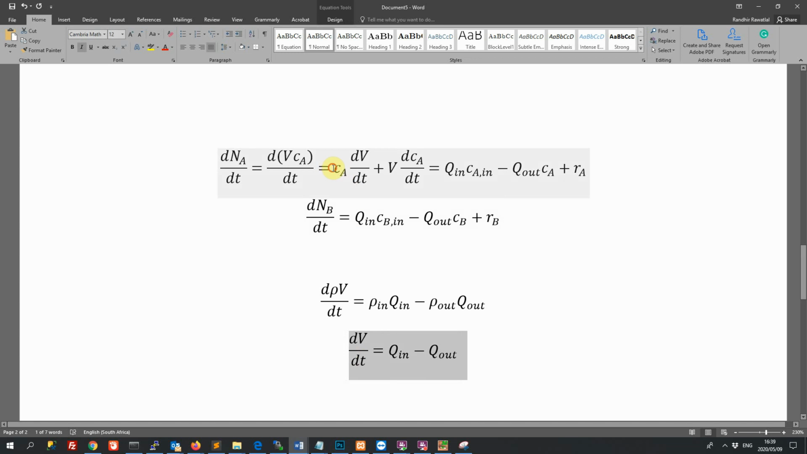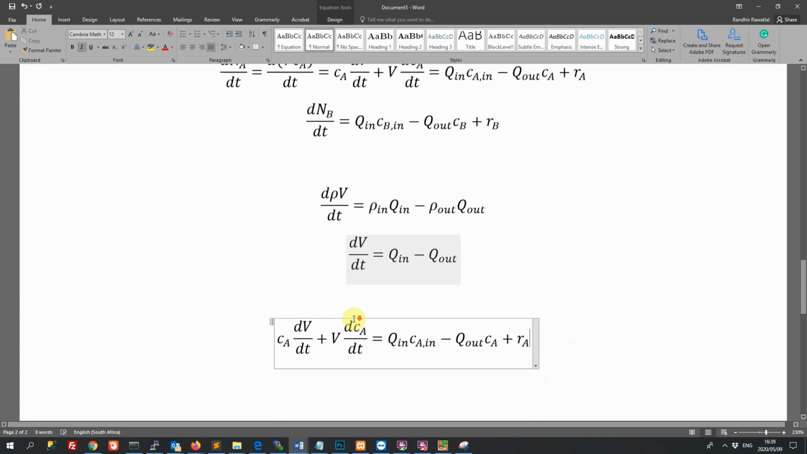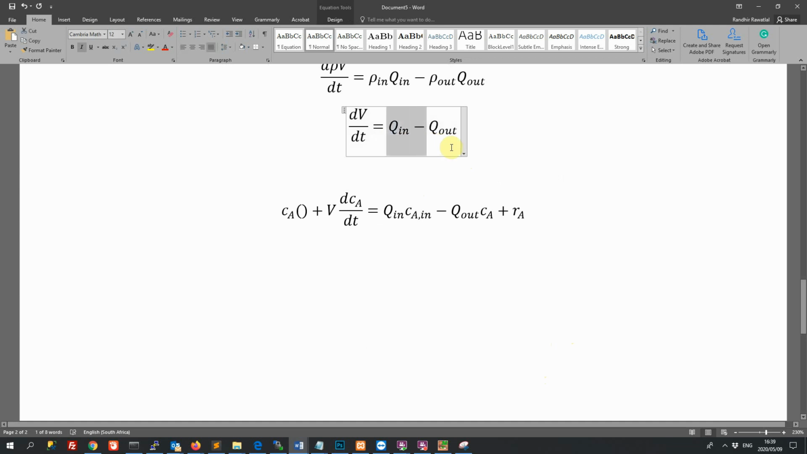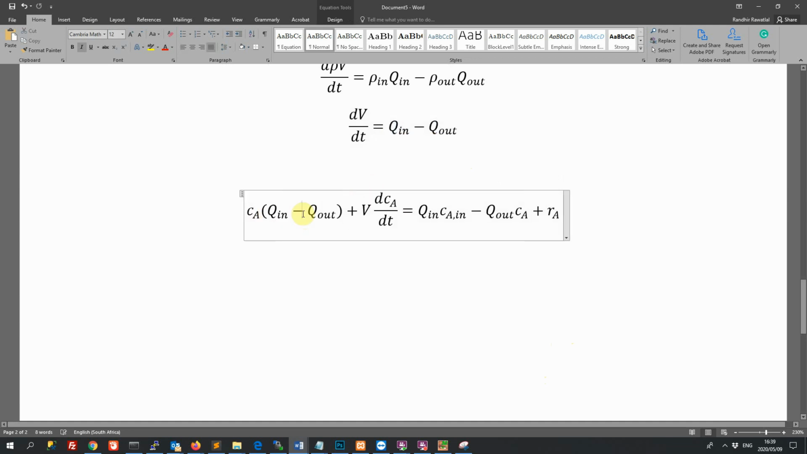And so looking here, we need to replace the dV/dt part by Q in minus Q out. And then of course we can process this equation further. We can take this across onto this side, just shifting this across with a minus, right? And then divide through by the V.